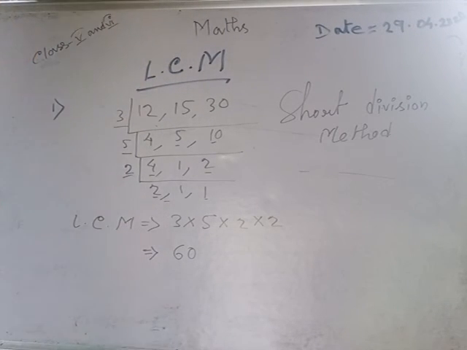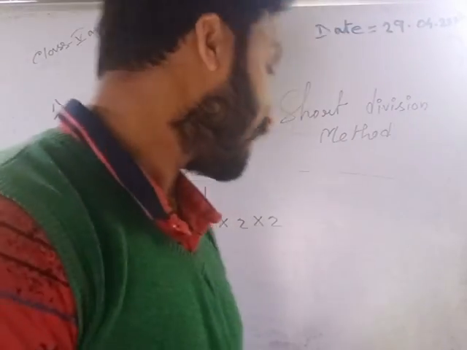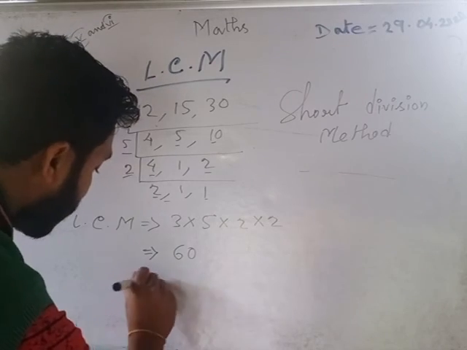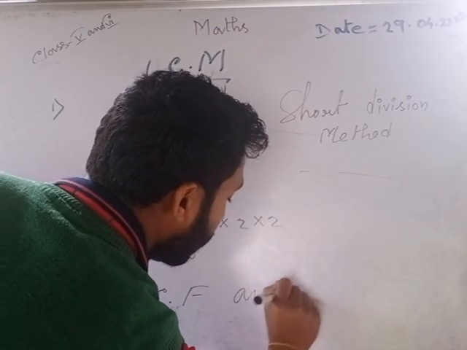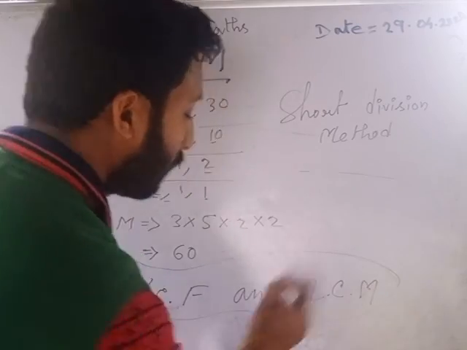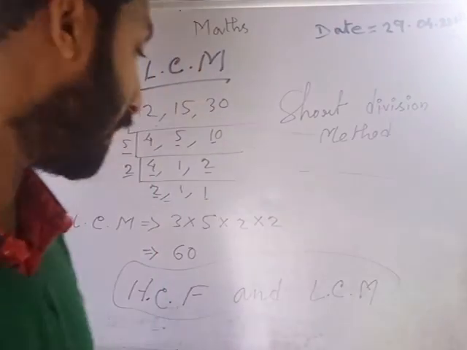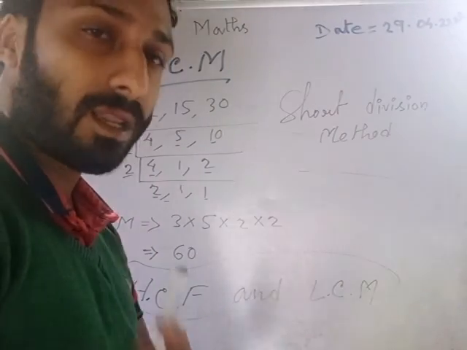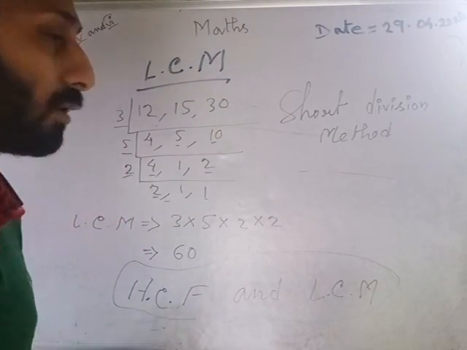So LCM means lowest common multiple, and HCF means highest common factor. These are all about HCF and LCM. But if there is any problem when you solve it, you will tell me again. Okay, I will solve it, and I will teach you again.